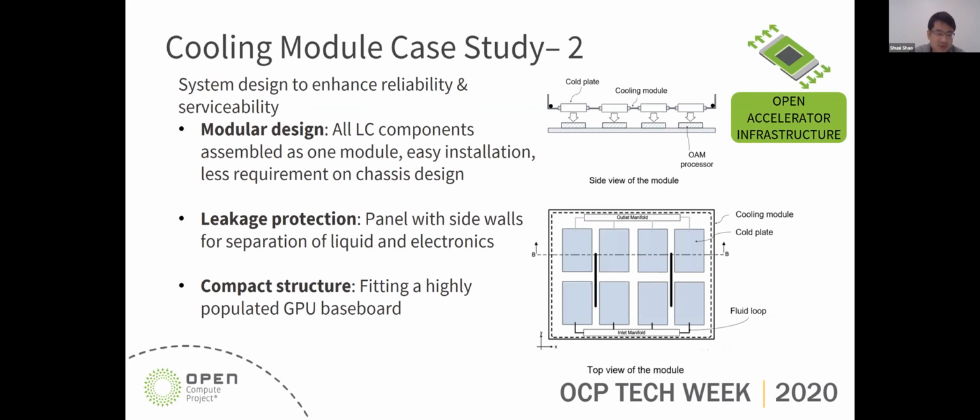In this slide, I'm showing the second cooling module case study. There are 3 highlighted features in this design that we are working on. We will install the entire system as one module into the chassis, including cold plates, quick disconnects, the server manifold and other parts. And we design a panel for leakage protection. All the hose connections are designed to be above the panel, so any liquid leakage can be accumulated by the panel. The third one is that the margin of the panel is designed to be as small as possible. For a highly populated GPU baseboard, this design is to avoid structural interference with other parts on the board.